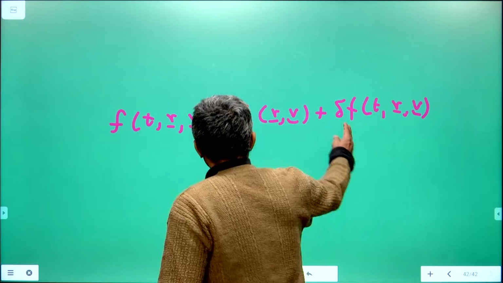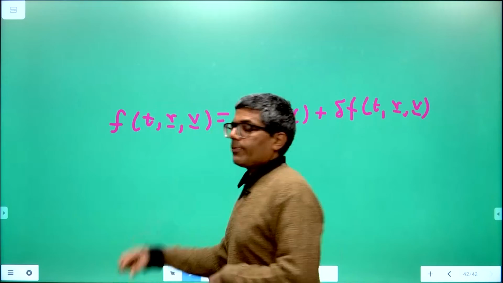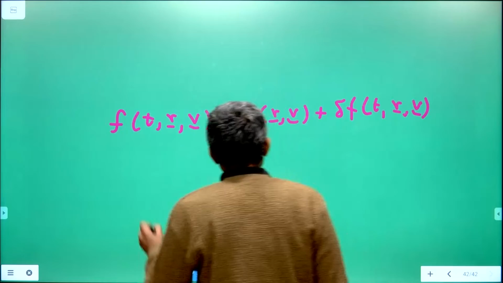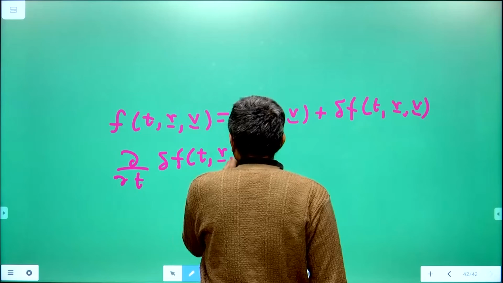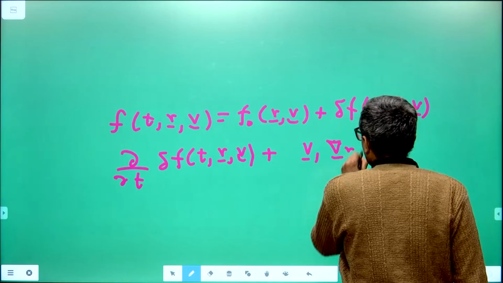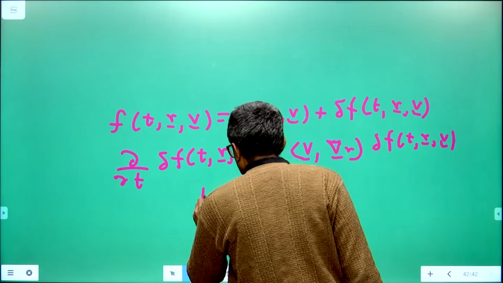So, substituting this into the Boltzmann equation and equating first order perturbation terms. The 0th order perturbation term is simply the Maxwell-Boltzmann equation, which we saw is satisfied. So, if you look at the first order perturbation terms in the Boltzmann kinetic transport equation, it is dou by dou t of delta f of t, r, v, plus dr by dt, v dot del r delta f of t, r, v, plus q by m.